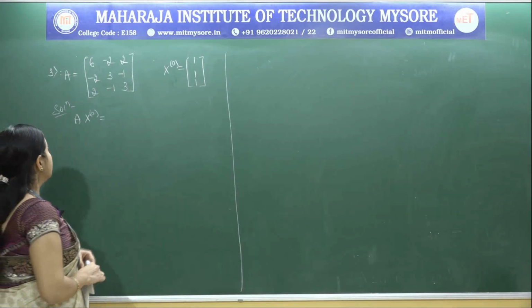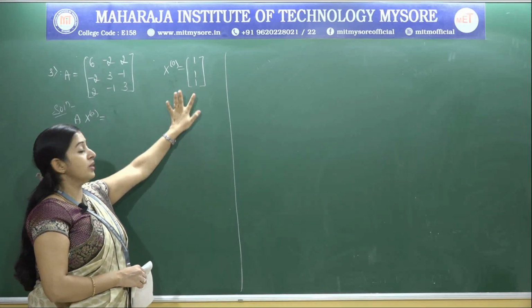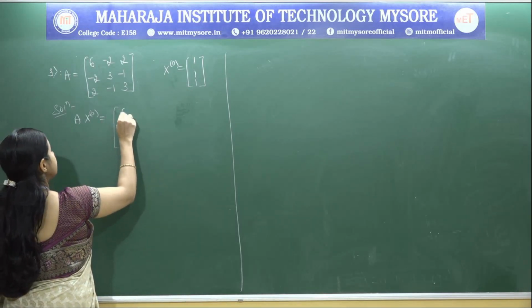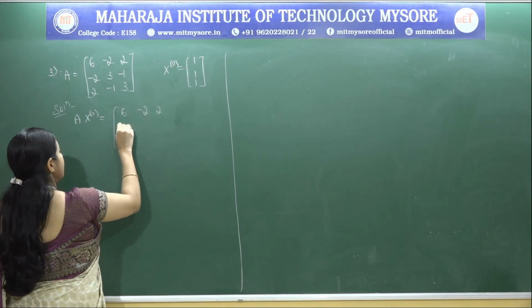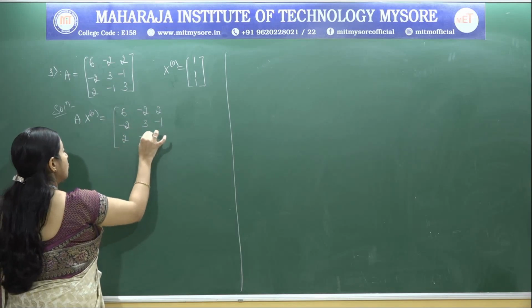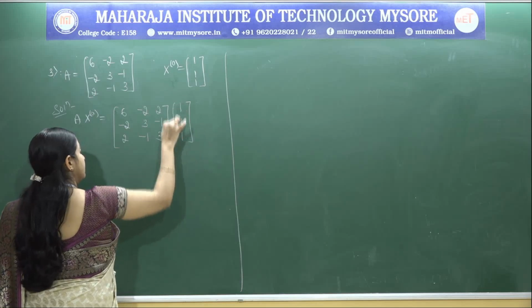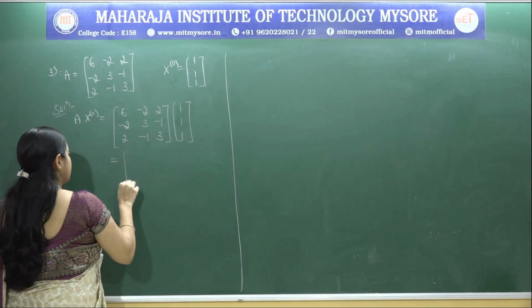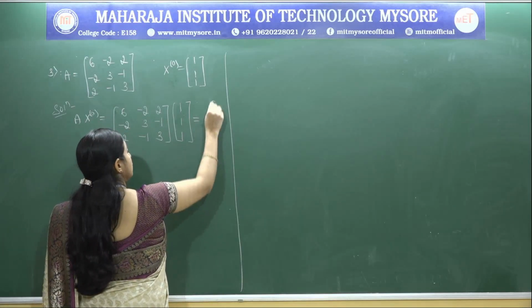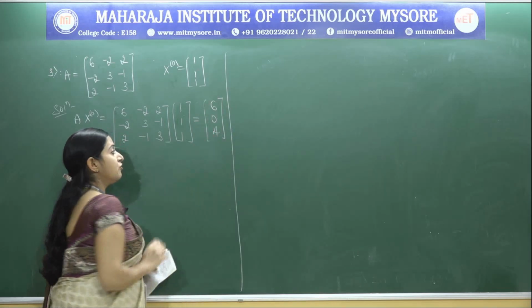So in the next problem, they have given a square matrix of order 3 cross 3, and this is the initial matrix 1, 1 and 1. In the first case, you have to take the matrix multiplication of the matrix A, that is minus 2, 3 and minus 1, 2, minus 1 and 3, with the initial matrix. Then you will get the matrix. Calculate this in your calculator, you will get 6, 0 and 4.